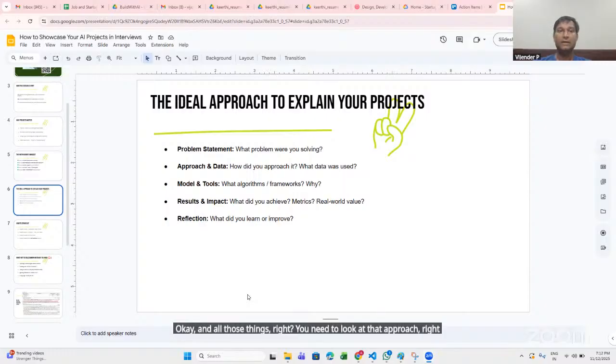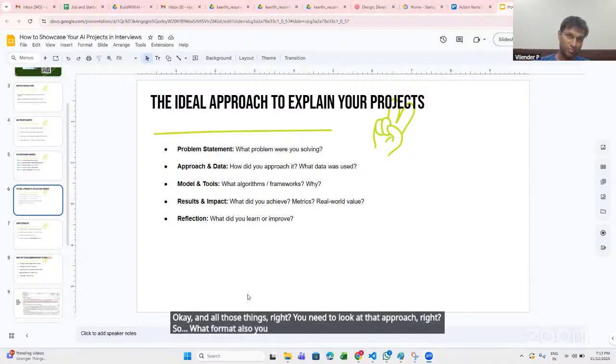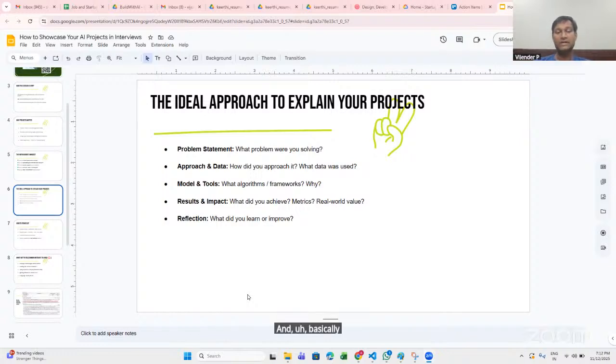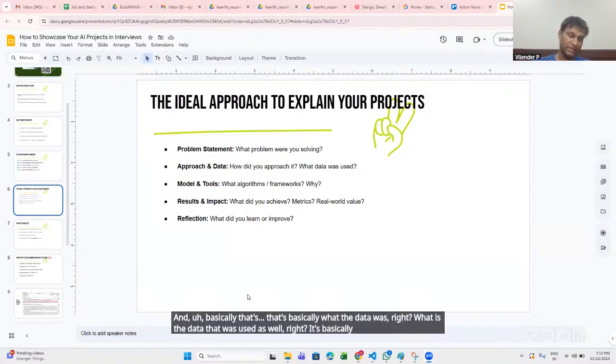So what format you're going to get is also important, right? Are you going to get CSV, Excel? That is also important. And basically that's what the data was. What is the data that was used as well? It's basically temperature data, correct?